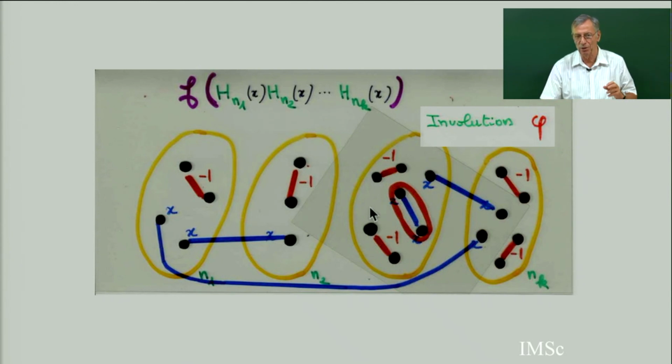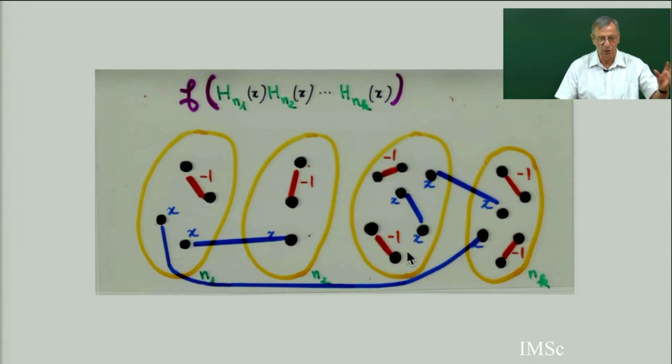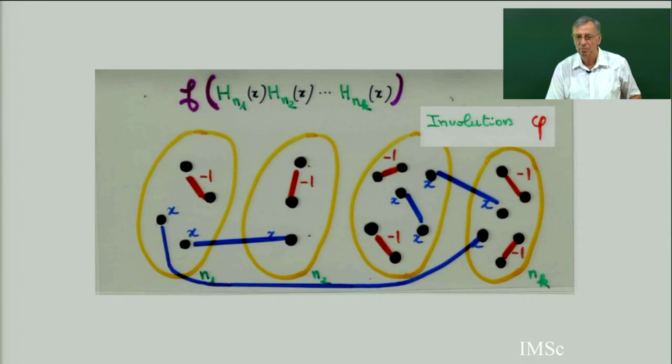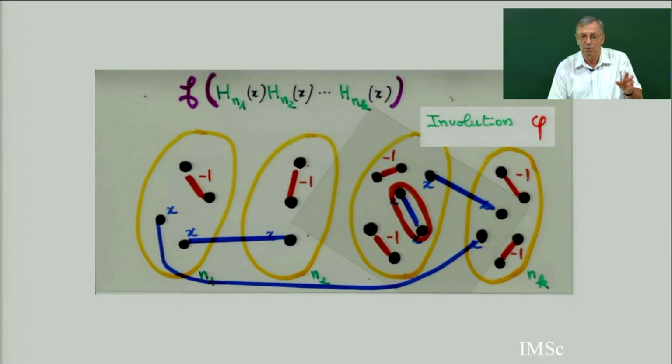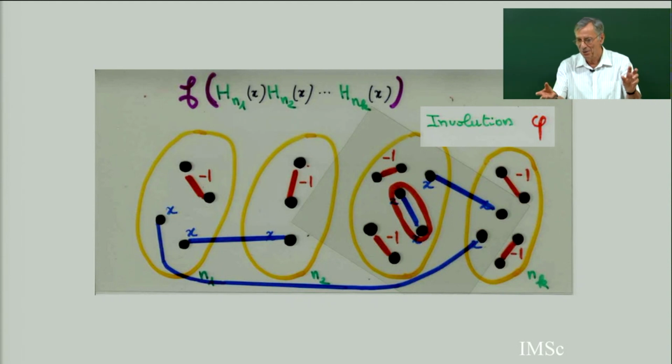So I am going to define an involution phi, which means to each configuration like this, you define another configuration. For example, like this, you have to give a precise definition, such that the weight, the number of minus, has changed parity. They are going to cancel two by two.